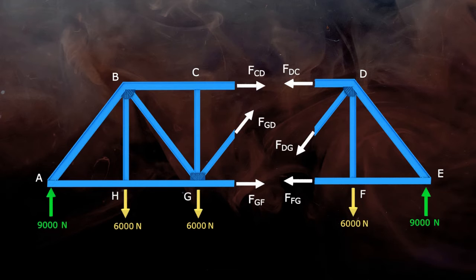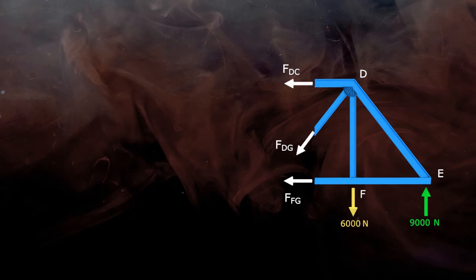Now select any of these two parts of the truss for analysis. The result will be the same for both parts, but to make the calculations less complicated, try to select the smaller part with fewer external forces. So here let's select this one for further analysis.